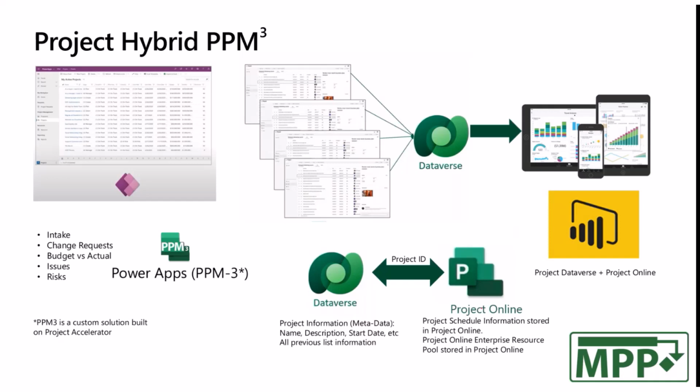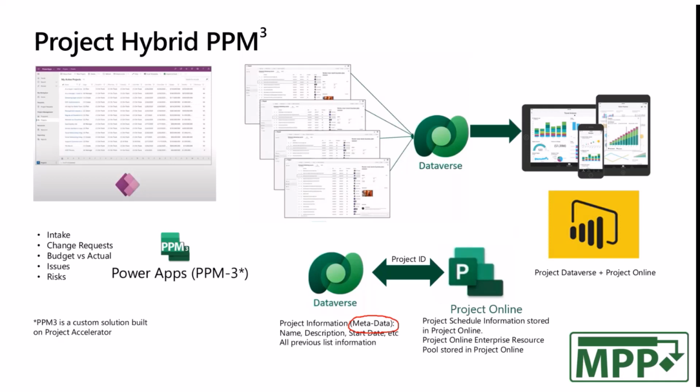What stays in Project Online is the schedule information, and for the most part, of course, the task information and the resources. All of that remains in Project Online, but all of the metadata, all that project information, is going to go into Dataverse. And then through Power BI, we blend them together.